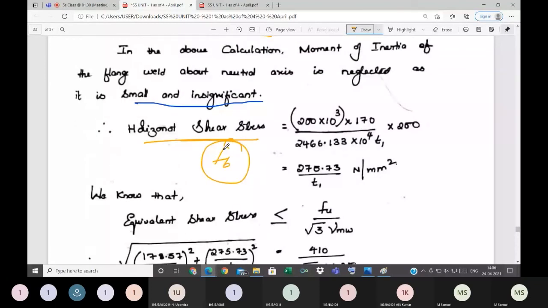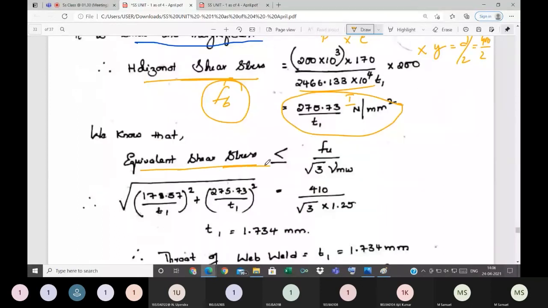So what is this? P into E, this is total I, and this is Y, which equals total B by 2, that is 400 by 2. On substitution, you get this. And now you know that this is the maximum shear stress, this is Fa and this is Fb. And remember that we have two stresses, one on the flange weld only and one on the web weld only. That is the stress, that is the force per unit area, right? You cannot just simply add them. Okay, there is no meaning in adding those two things.